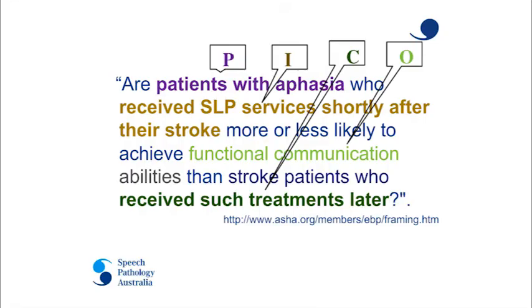So, how did you go? Did you find the four elements? Let's look at them now. The P, patients with aphasia. The word patients in the question is a bit of a giveaway here. The intervention, SLP services shortly after their stroke. And the comparison, receiving the treatments later. And the outcomes to be compared are functional communication abilities.